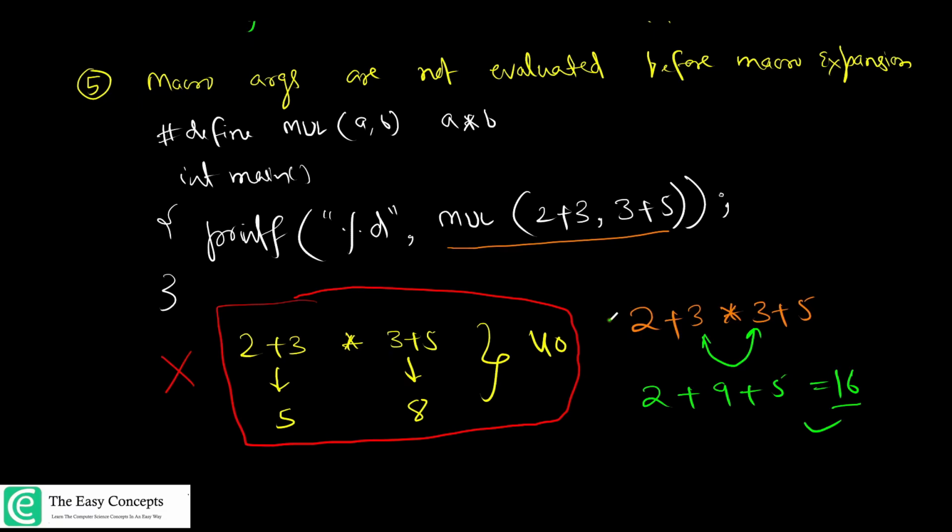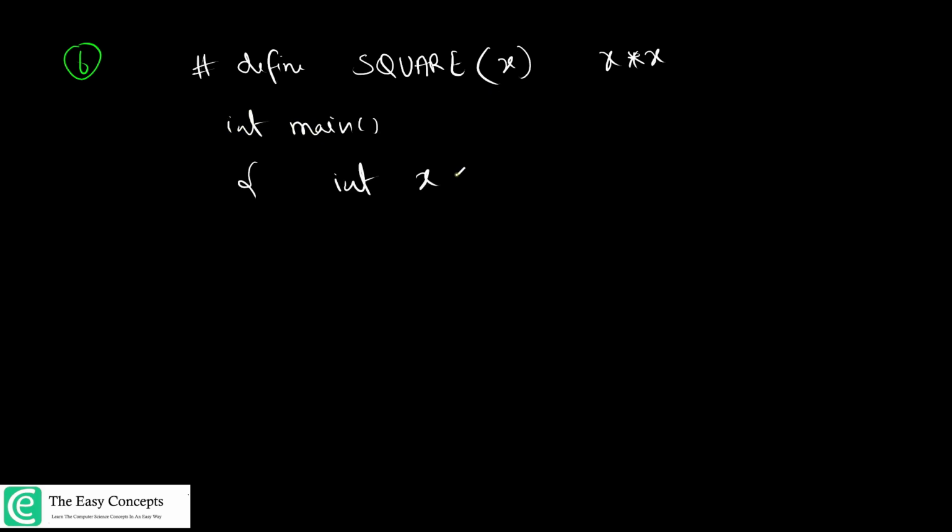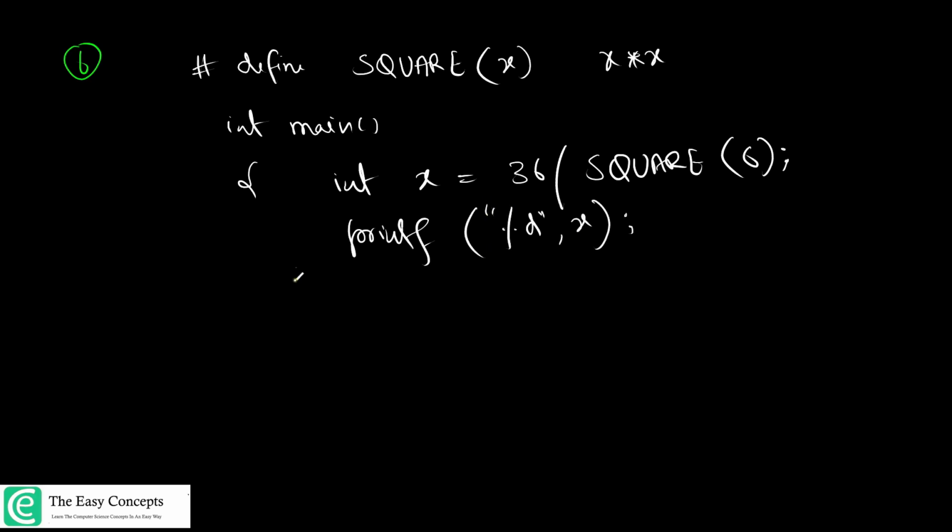So there are some drawbacks of macros. We'll try to solve this in coming lectures, but let me show you a few other examples. Second example: hash define, and there is a square function which is taking x and we are calculating x cross x. So if you are passing square 6, it should give us 36, square 5, it should give us 25. Now let's write the program. Int x equal to 36 divide by square 6. Now printing x. Just pause the video again and tell us what the answer should be.